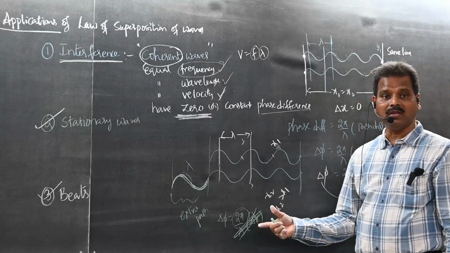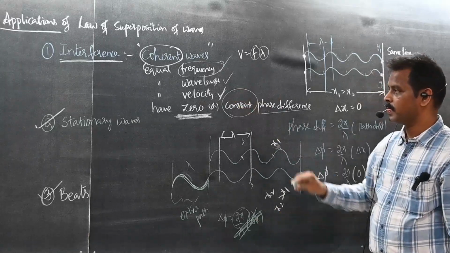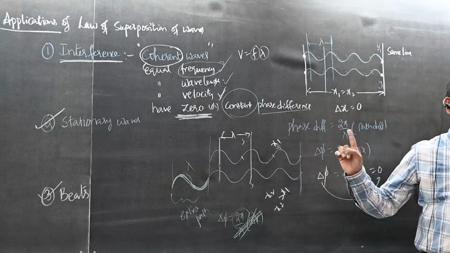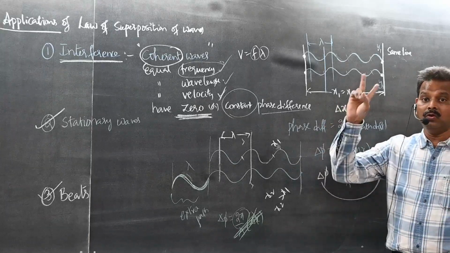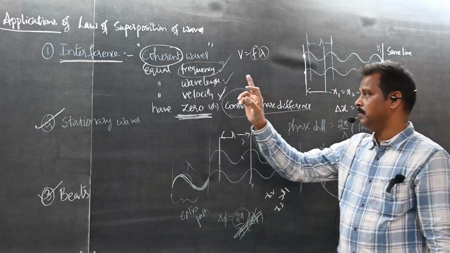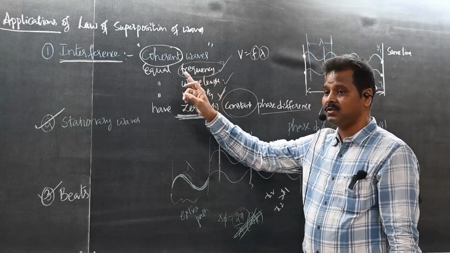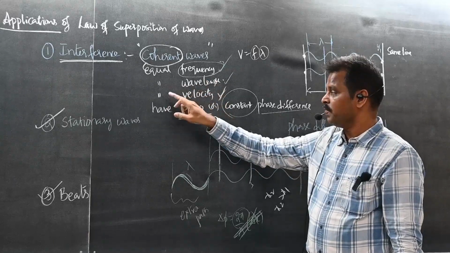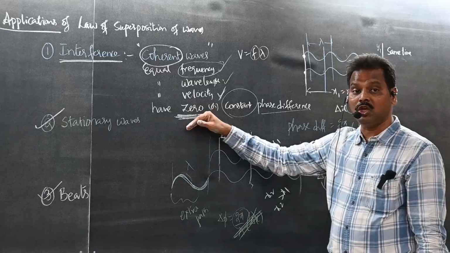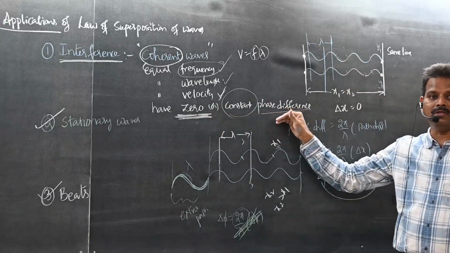Is it constant or varies? Constant. So what are coherent waves? Two waves are said to be coherent if they have equal frequency, equal wavelength, equal velocity, but most important, having zero or constant phase difference between them.